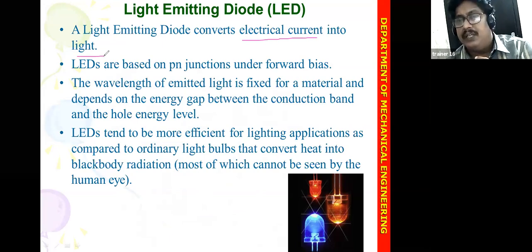This light emitting diode works on the principle of forward bias in a PN junction. In other words, LED is a PN junction diode. It works only under forward bias. It does not work under reverse bias.